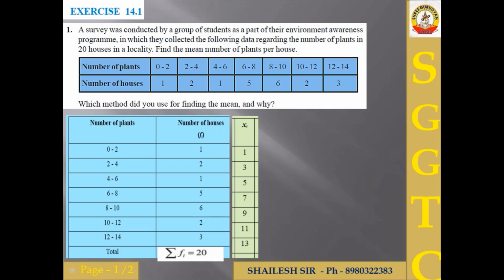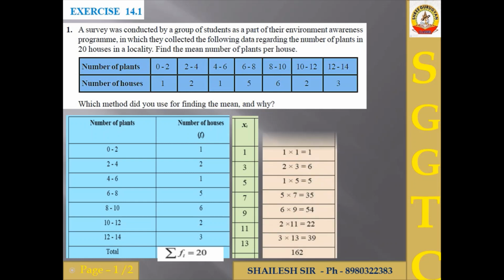Now look at that in xi: total 1, 2, 3, 4, 5, 6, 7. So what is the center value? Yes, the center value is your 7th value. So you are taking the assumed mean method.